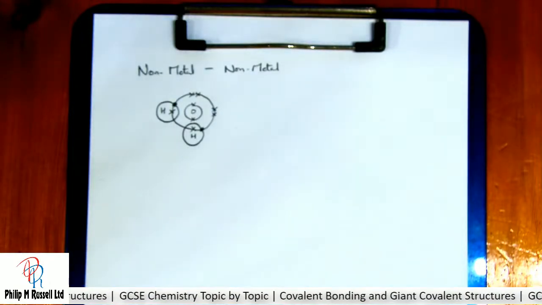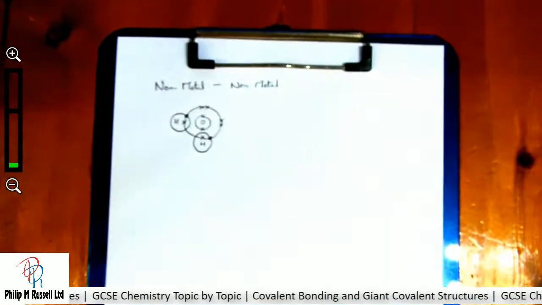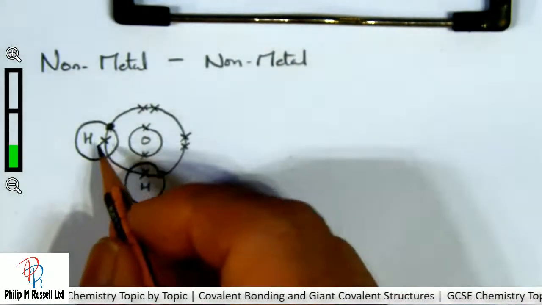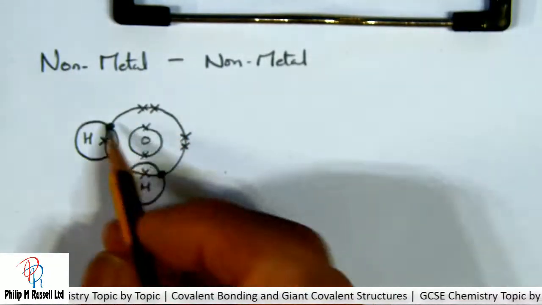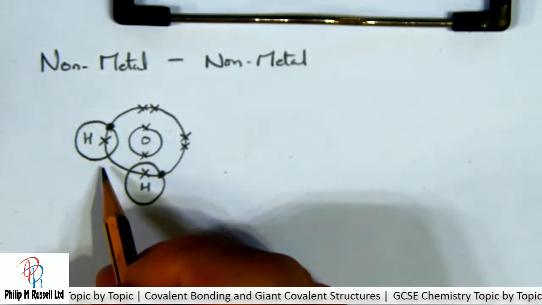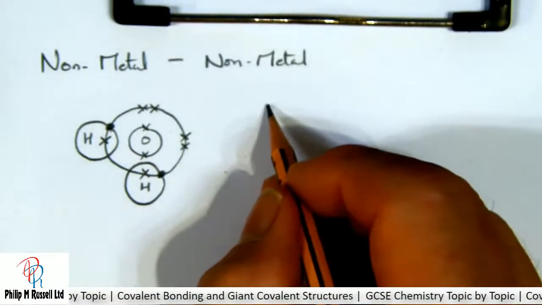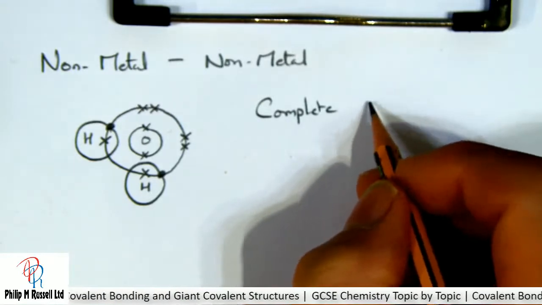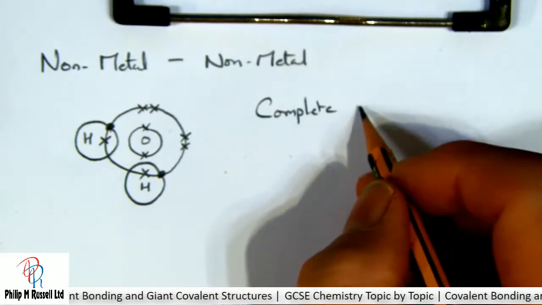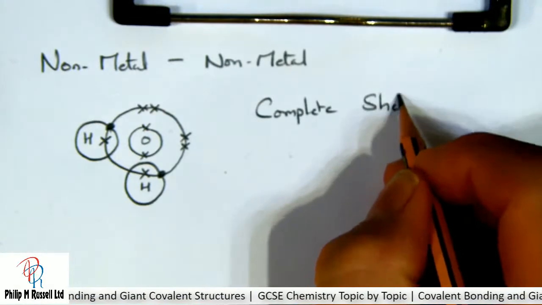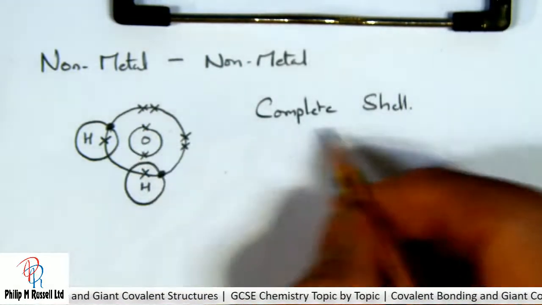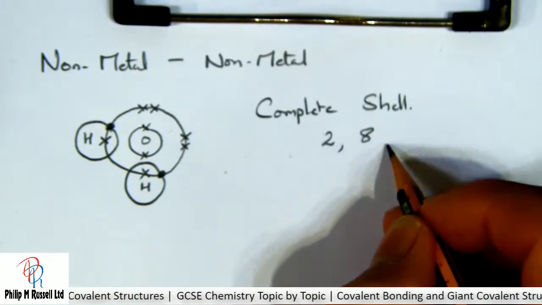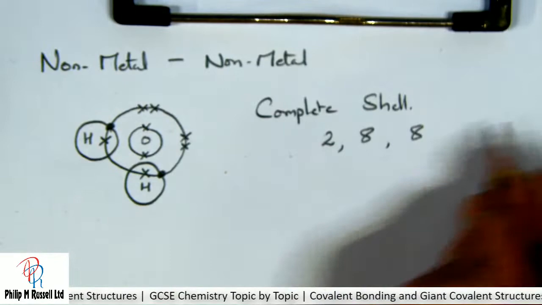Let's zoom in and have a look at this. Whoops, wrong way. I haven't yet mastered this yet. Now, as far as the hydrogen's concerned, what it wants to do is get a full inner shell. So we're looking to try and complete the shells, and we know the first shell has 2, the next shell has 8, and the next one would have 8, and so on.